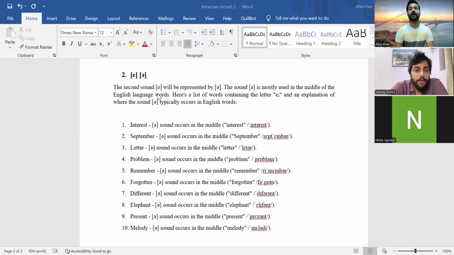The second sound will be represented by schwa. The sound schwa is mostly used in the middle of English language words. Here's a list of words containing a letter E and an explanation of where the sound schwa typically occurs in English words. Very good. Okay. So, Nisha, could you please tell me this paragraph in your own words? What did he say? What do we mean by this paragraph?